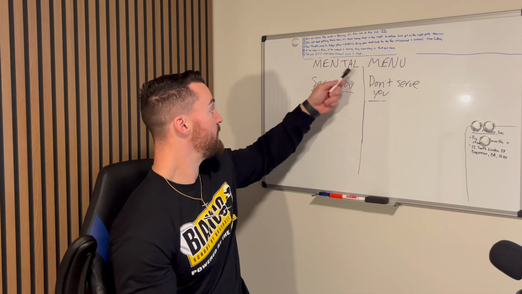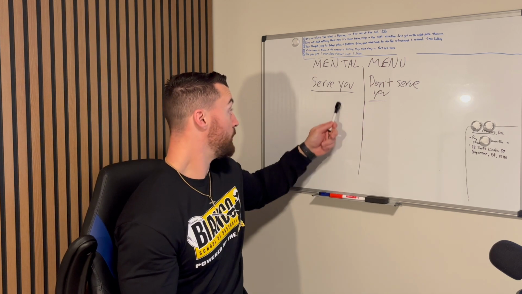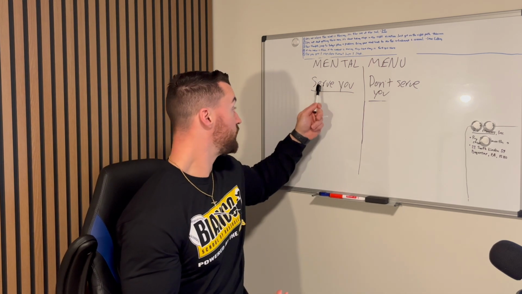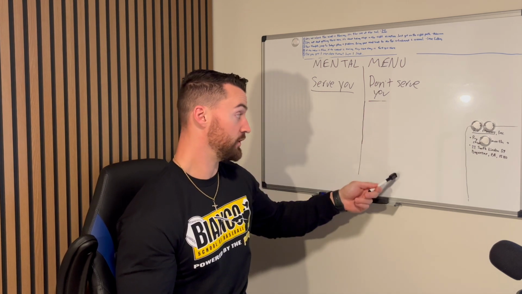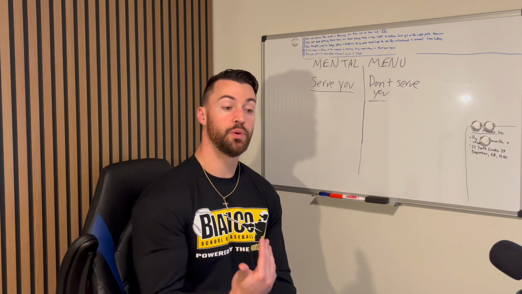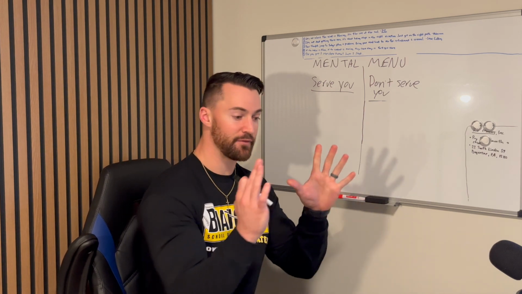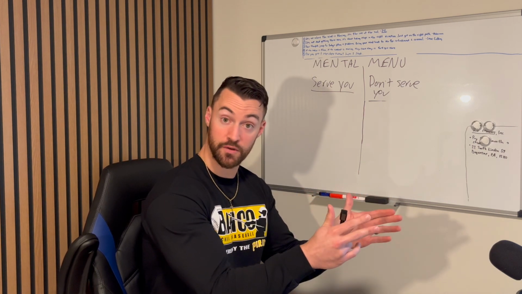And so right here we have mental menu. You're going to start by building two columns. The column on the left are good thoughts, thoughts that serve you well. Okay, and the column on the right, thoughts that don't serve you. These are all the negative thoughts. And so before you build your mental menu, you've got to first lay out everything on the table. And then from there, put them in a bucket and pick and choose, okay, this is something I do want to think during the game. This is something I don't want to think during the game.